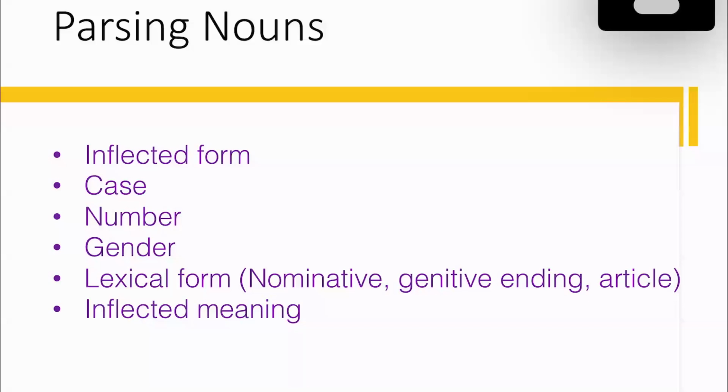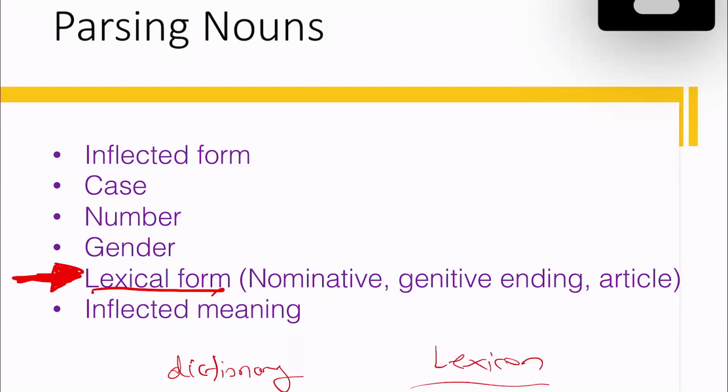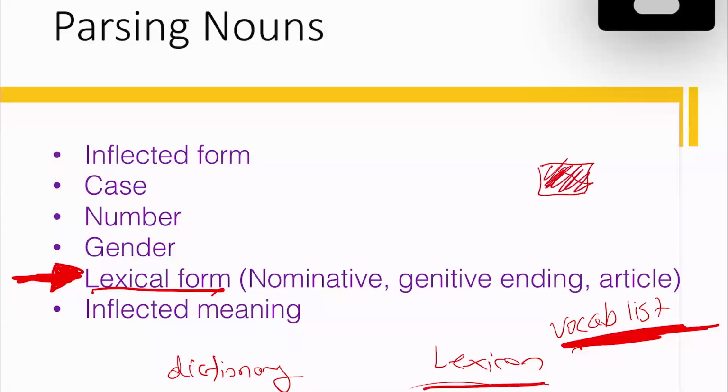I always like to start here. I always want to start with, do I know the lexical form of this word? Do I actually know how this word looks in the dictionary or in the lexicon, which is your Greek dictionary, or in my vocab list? These are all the same things: your lexicon, your vocab list, your dictionary. I'm going to start there, because then I know what my base building block is. Then I can work out what has been added. I can see the parts.